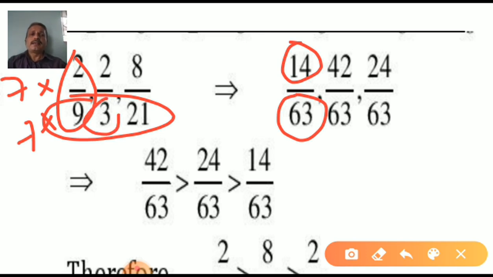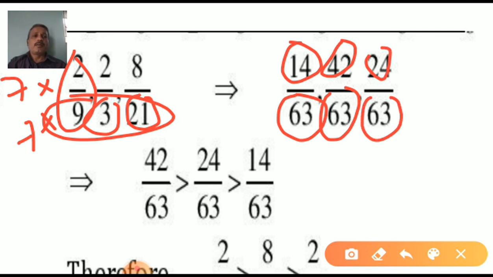In the same way, 3 is here. I can multiply with 21. Okay, students, 21 2s are 42 and 21 3s are 63. In this case I want to multiply with 3, so 21 multiplied by 3 and 8 multiplied by 3. 8 3s are 24 and 63 is the denominator. Now you have the common denominator.